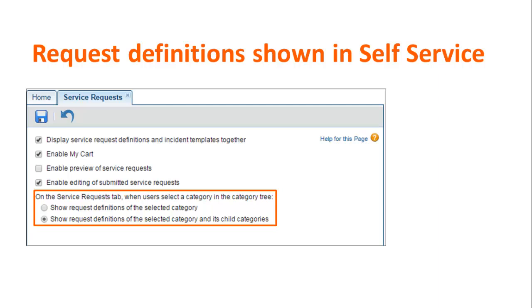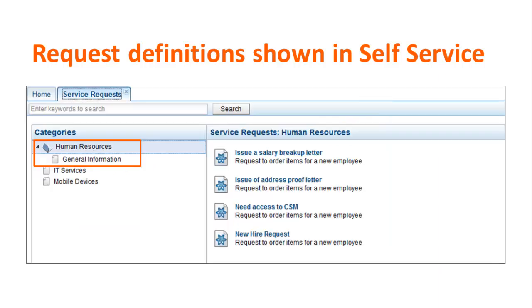When a parent category is selected in self-service, system administrators can configure to also show service requests for child categories. For example, on this screen, service request definitions of both the human resources and general information categories are shown when you click the human resources category.